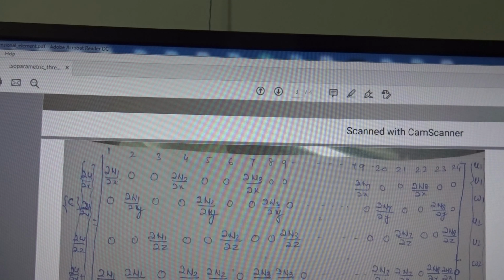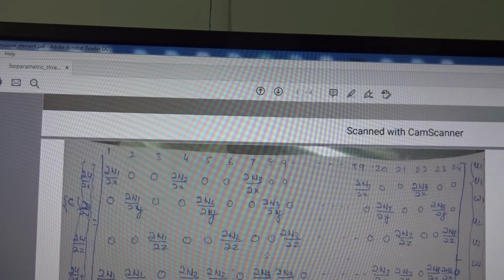This one is del N1 by del x, 0, 0, del N2 by del x, 0, 0, similarly del N8 by del x, 0, 0. For the second row, the first should be 0, del N1 by del y, and similarly you can get the third row. Substitute the values, del w by del z, and you can get this one.